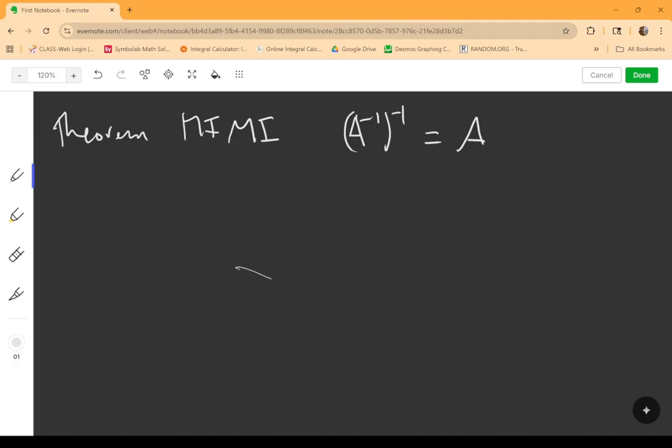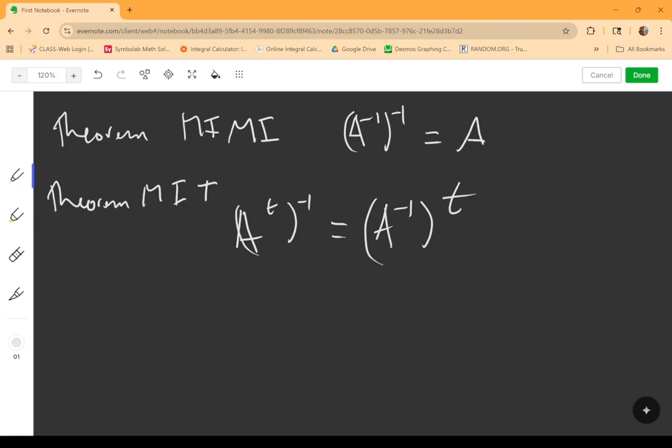Theorem MIT states that the inverse of a transpose, so A transpose inverse, is equal to the inverse and then you take the transpose of it. That's a nice little result, because if you already found the inverse of A and you want to find the inverse of the transpose, you just take the transpose of the inverse, and you're done.